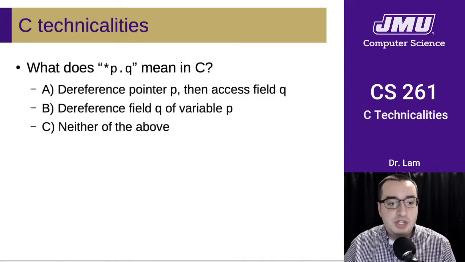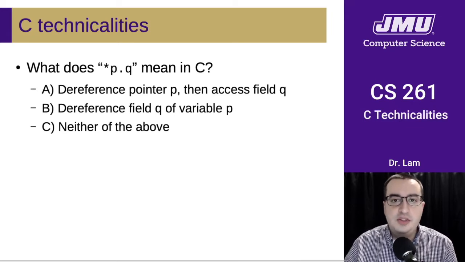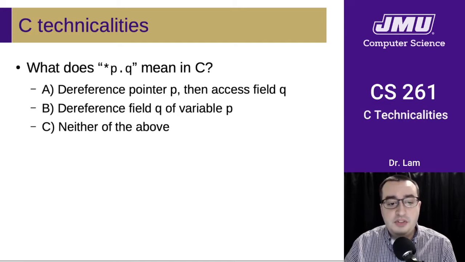All right, so the first question is, what do you think that *p.q means in C? This is something that we sort of glossed over earlier. I mentioned in passing. So does this mean we dereference pointer p and then access field q, or does this mean that we dereference the field q of variable p? Or does it mean neither of the above? So take a second to think about which of those you think it means.